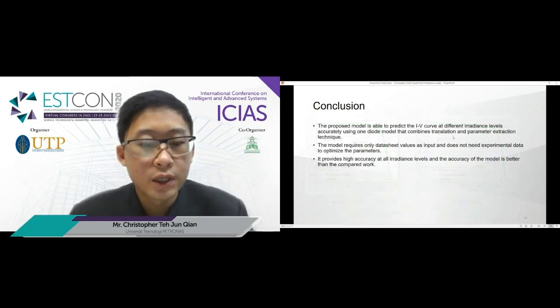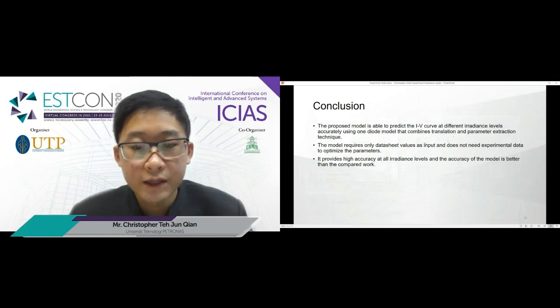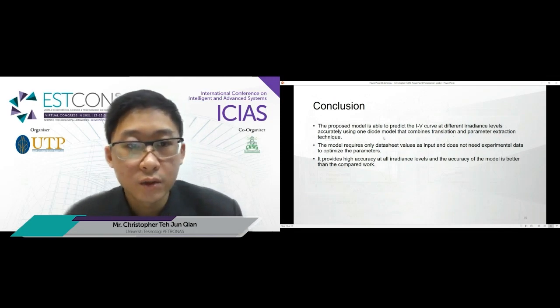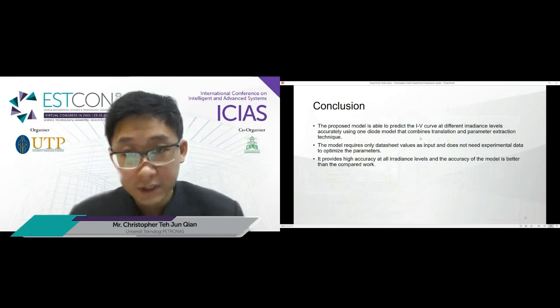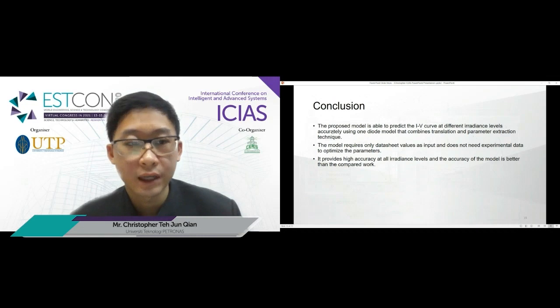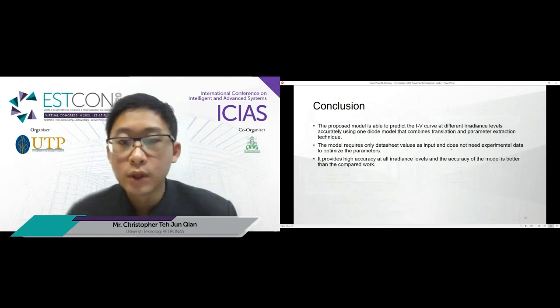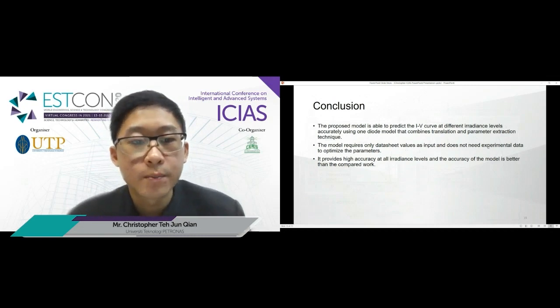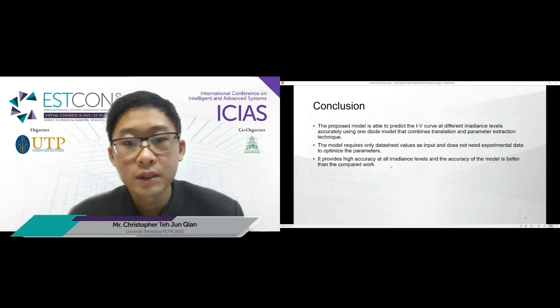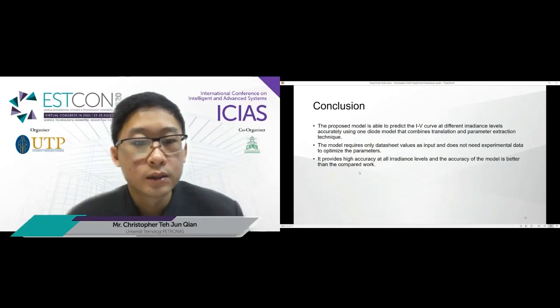So for conclusions, the proposed model can predict the IV curve accurately at different irradiance levels. And the proposed model is using the one diode model that combines the translation first and parameter extraction technique. Also, the model requires only the datasheet values as input and does not need experimental data to optimize the parameters. So finally, the proposed model is able to provide high accuracies at all irradiance levels, and the accuracy of the model is better than the comparable. So that's all for my presentation today. Thank you very much.